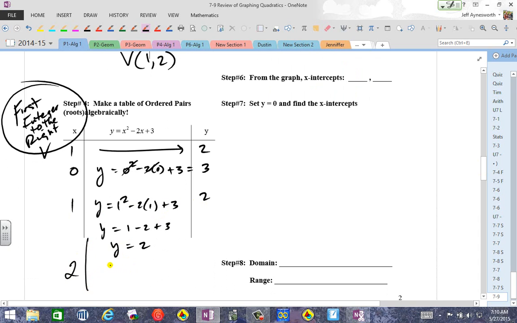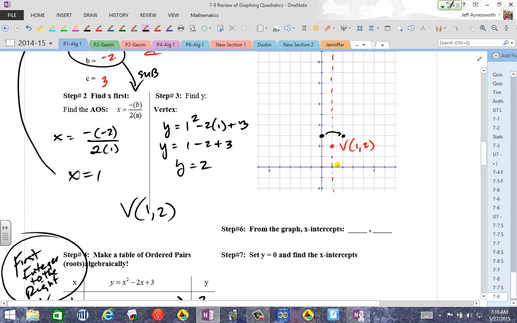That's what I should have picked. So y equals 2 squared minus 2 times 2 plus 3. That's 4 minus 4. These cancel. You get 3. So 2 comma 3. There we go. That's better. 2 comma 3 is right here.